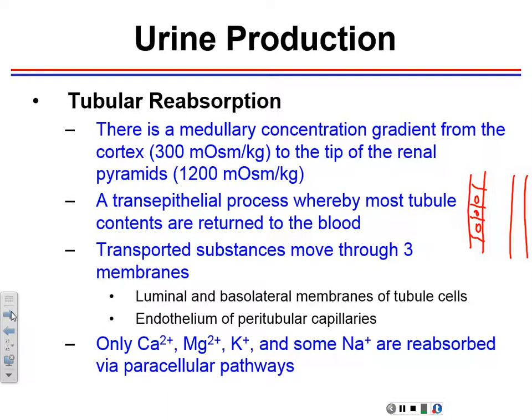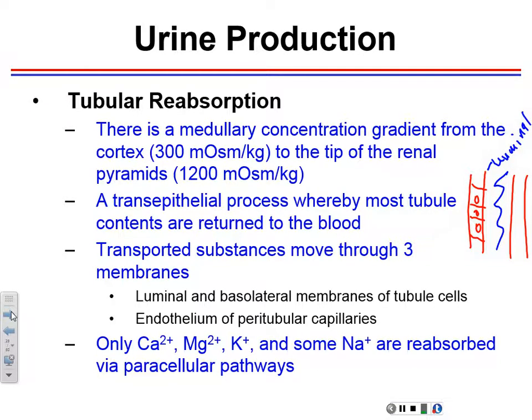So these are the cells, okay? And this is the filtrate. We just filtered it. So this is the tubule, the proximal convoluted tubule. What is going to happen, this membrane on the inside is what's called the luminal membrane or the apical membrane, okay? So this is luminal.